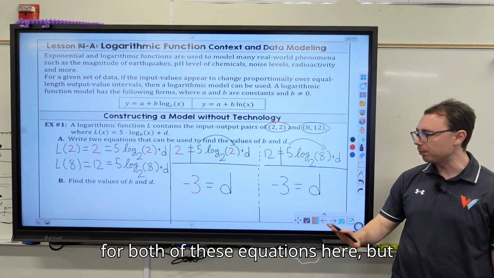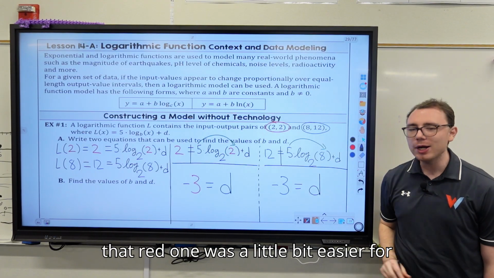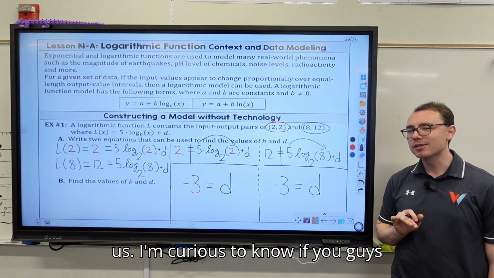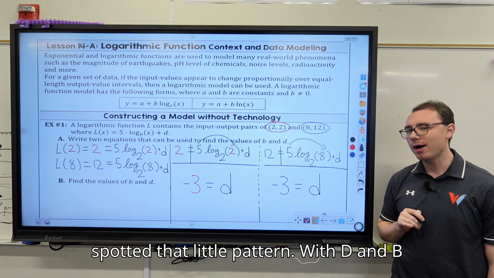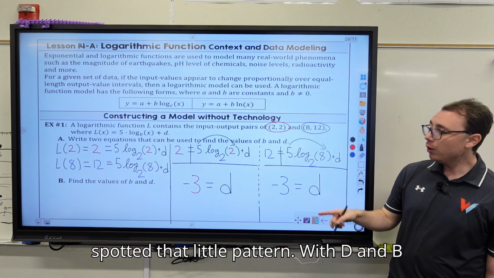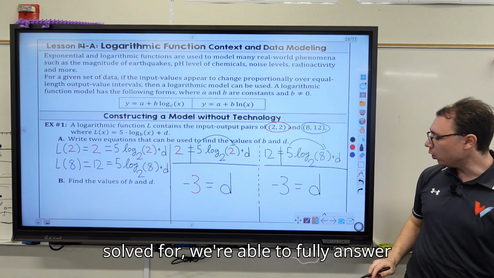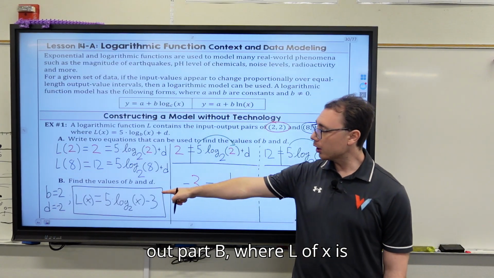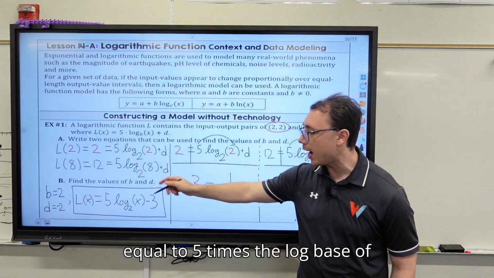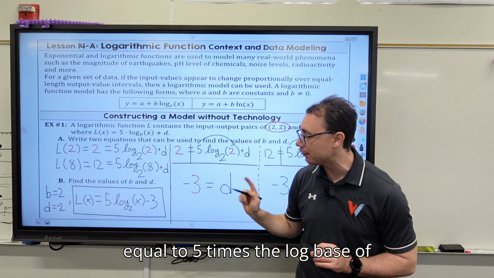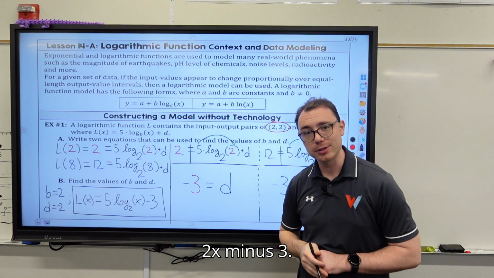It's the same solution for both of these equations here, but that red one was a little bit easier for us. I'm curious to know if you guys spotted that little pattern. With d and b solved for, we're able to fully answer part b, where L of x is equal to 5 times the log base 2 of x minus 3.